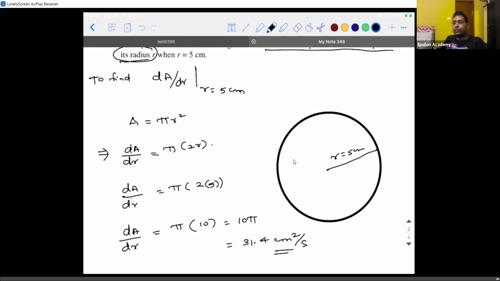So it is 31.4 centimeter square per second. Okay, it's a simple thing. Next.